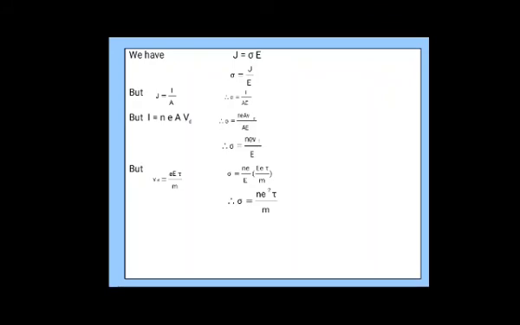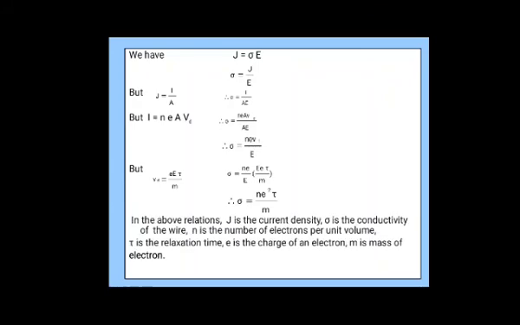So you will get the final answer as sigma is equal to ne square tau divided by m. Here sigma is conductivity and tau is relaxation time. This is the final expression. So which terms are remaining? You have to write the meaning of those terms: J is current density, sigma is conductivity of the wire, small n is number of electrons per unit volume, tau is relaxation time, e is charge of an electron and m is mass of an electron.